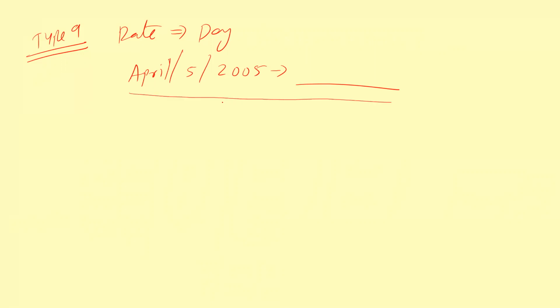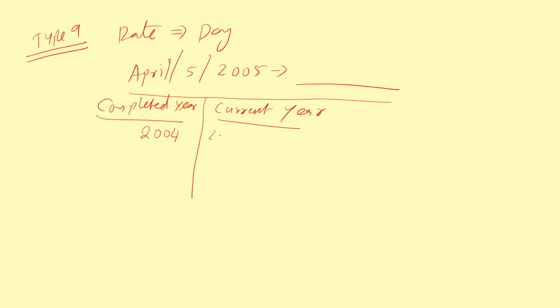First step is to split the given date into completed years and current year. You must convert this date into completed year and current year, and find the number of odd days for each. Which year is completed? 2004 is completed and 2005 is the current year, correct?